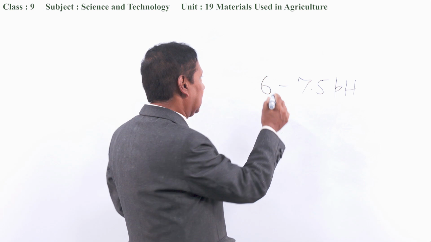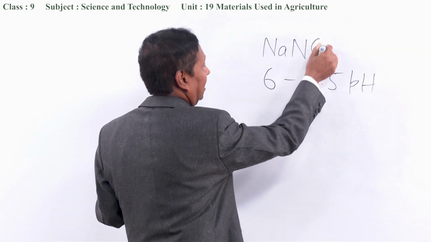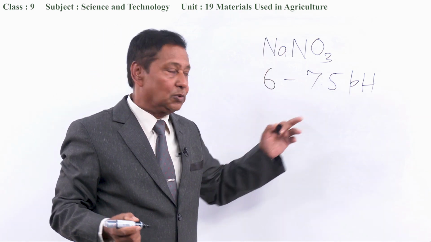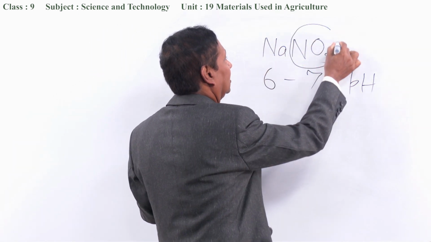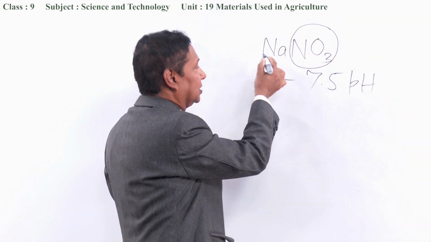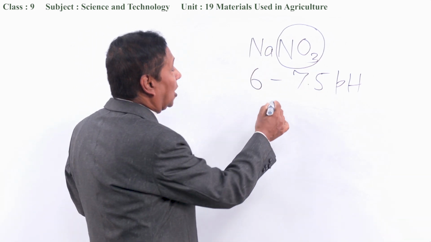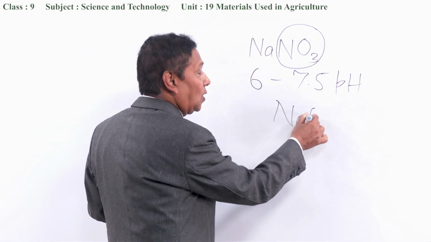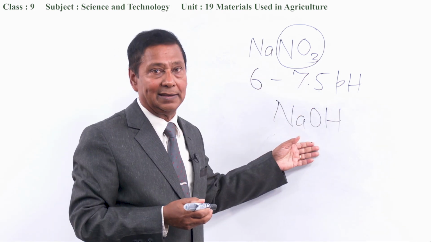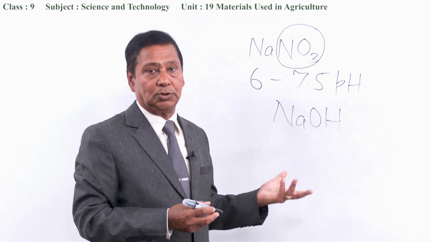But if we use sodium nitrate as nitrogenous fertilizer, and frequently use this nitrogenous fertilizer, then the nitrate part will be absorbed by the plant and sodium is left in the soil, and this left sodium will combine with the hydroxide of water to form sodium hydroxide. This is an alkali, and if it happens, then what happens?